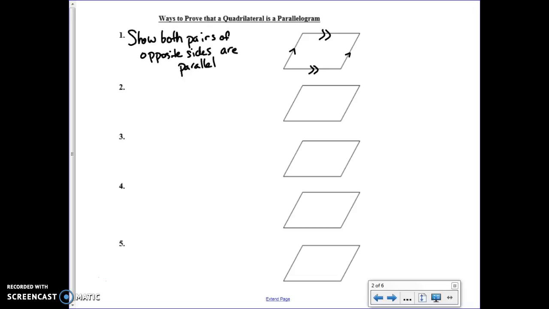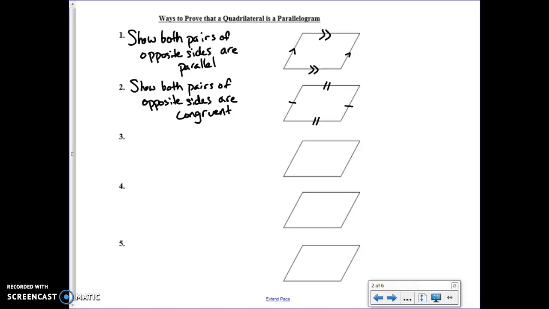Another way is by one of our theorems that we know, we could show both pairs of opposite sides are congruent. So in this case, instead of the arrows, we replace those with tick marks to show that the opposite sides are congruent to each other.